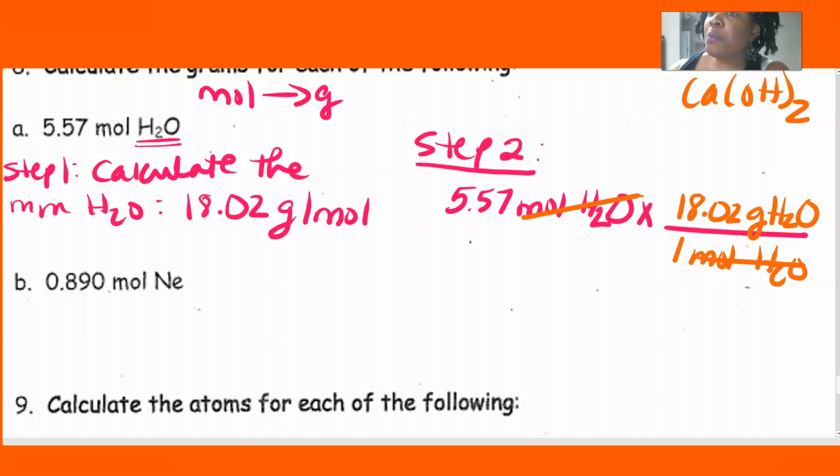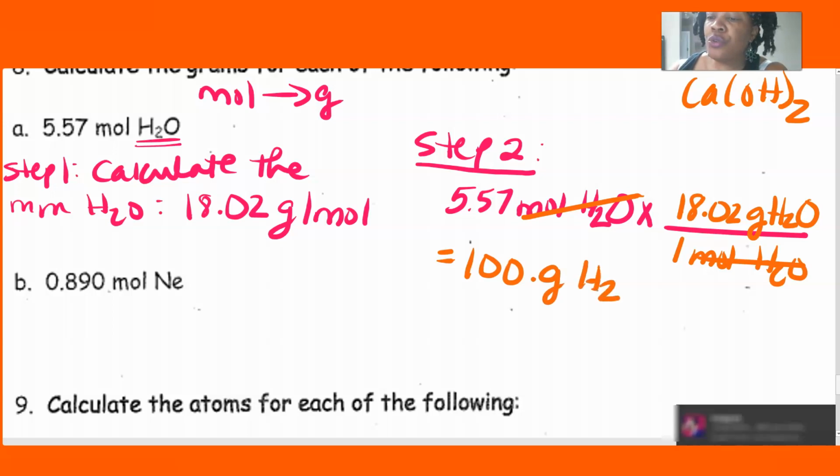So now all you're going to do is multiply those 2 numbers. 5.57 times 18.02. And what do you get? 100 with the decimal there. It says 100.3, but remember, when you're multiplying or dividing numbers, you go with the least amount of significant digits. So therefore, because 5.57 has 3 significant digits, my 100 with the decimal on the end has 3 significant digits, and that's grams of H2O, okay?